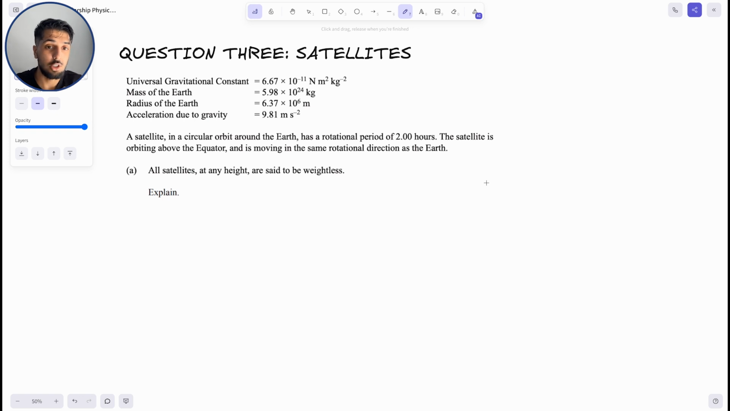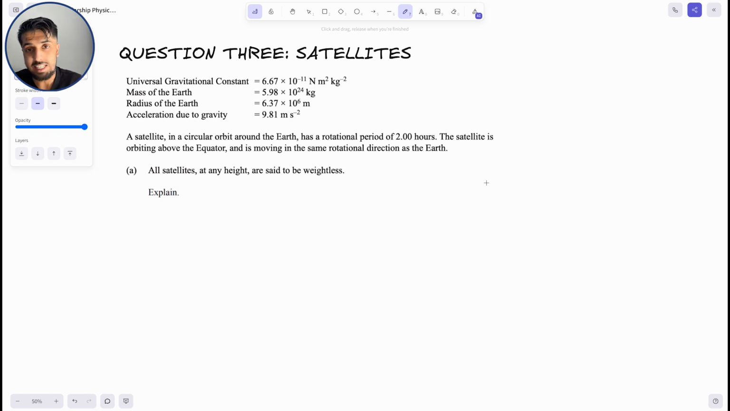Okay, question 3. A satellite in a circular orbit around Earth has a rotational period of 2 hours. The satellite is orbiting above the equator and is moving in the same rotational direction as the Earth. All satellites at any height are said to be weightless. Explain.